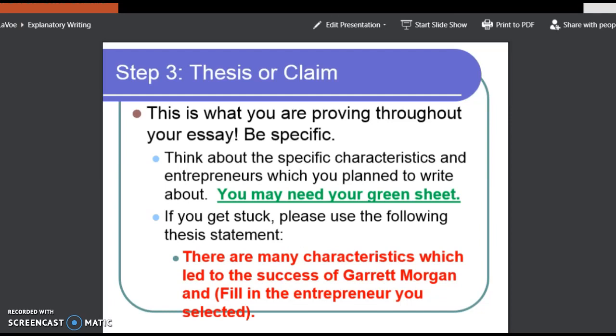There are many characteristics which led to the success of Garrett Morgan and whoever it was that you selected. Oprah Winfrey, Louis Braille, Steve Jobs. Please do not write that message in the parentheses. That's where you fill in your entrepreneur. Okay, so now that we've had this review, I think you're definitely ready to start writing.